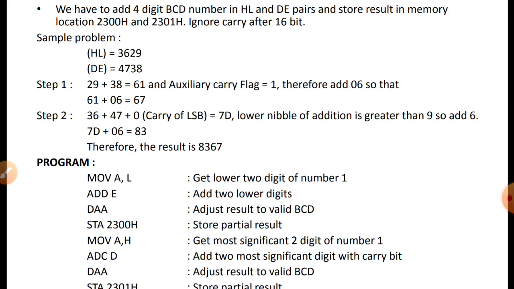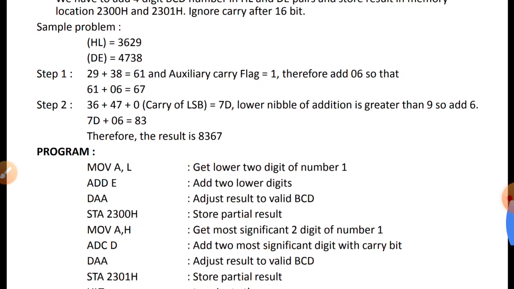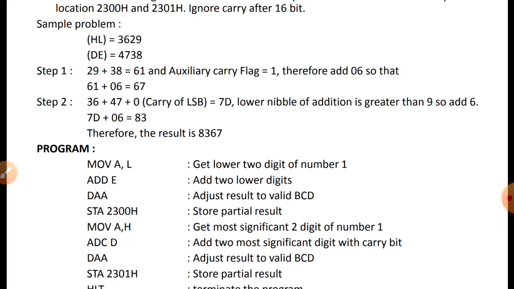And then we add. So, how will we do it? We have to add the L and E register content. The L register is already having 29 and the E register is having 38. When 29 and 38 are added, it will actually come to 61. But 61 is not the correct value, because whenever you are adding 9 and 8 of 29 and 38, it will be 17, and 17 is more than decimal 9. So, whenever you get more than decimal 9, you have to add decimal 6. So, to the result 61, we have to add decimal 6, so that it becomes 67. Now, 67 is the correct value.